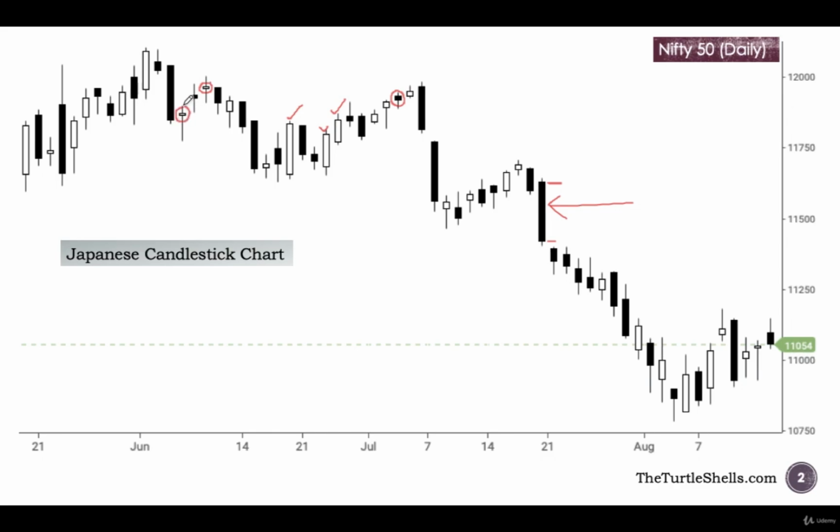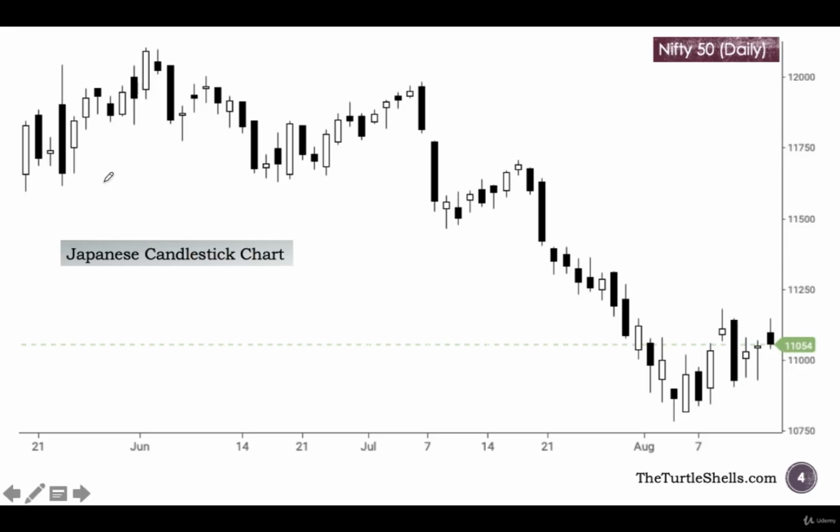Doji means, these are not perfect dojis because you still see some white color. So the price has actually gone up on that day, but it's a small real body. The rectangular part is called the real body. So it's a small body. That's why I call it a doji. Okay? That's all we need to understand for this.